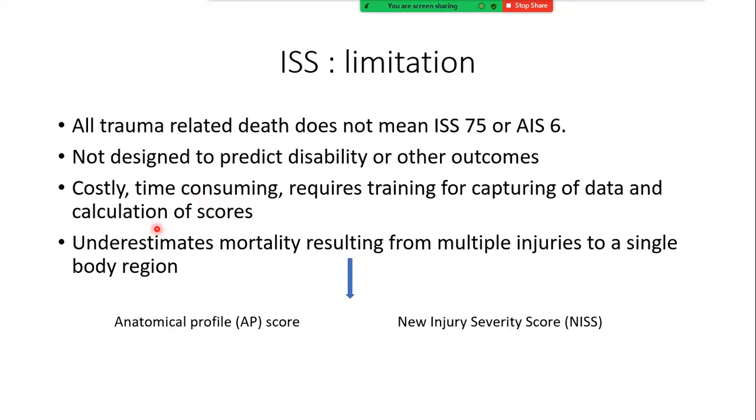It underestimates the mortality resulting from multiple injuries to a single body region. If a single body region is severely injured, then mortality outcome is better predicted using the ISS score. But if multiple body regions are injured, then it usually underestimates the mortality. To overcome this underestimation in multiple injury patients, we have developed two new scoring systems. One is the anatomical profile score, another is the new injury severity score.